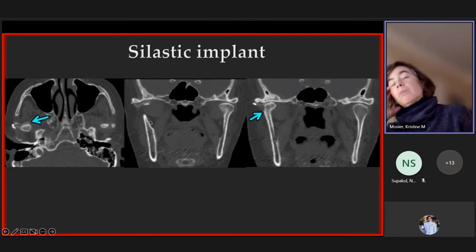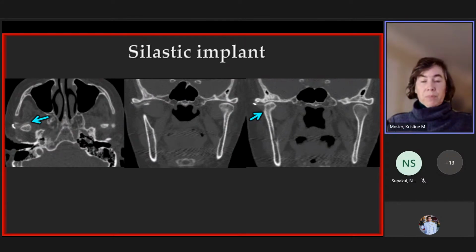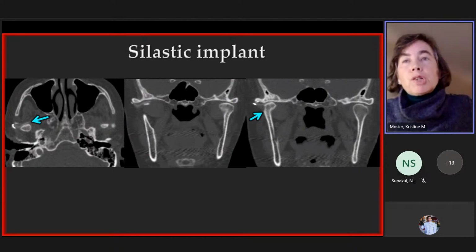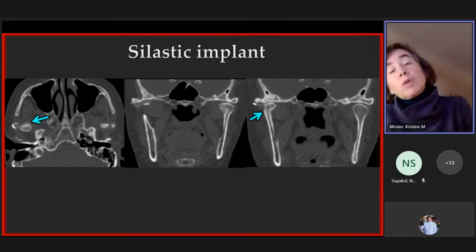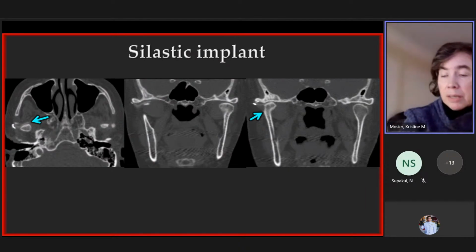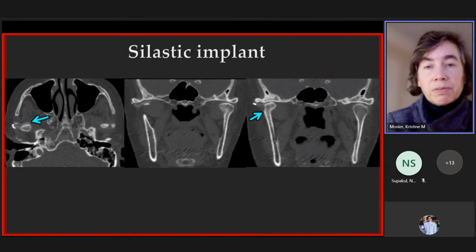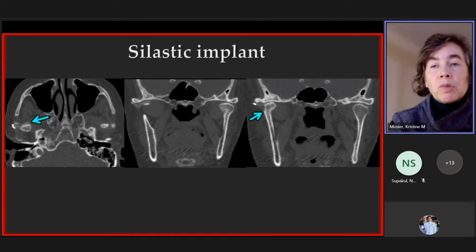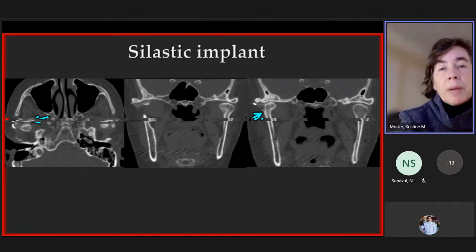We don't use Silastic implants anymore because they tend to form a granulomatous reaction, which certainly can cause erosion in the glenoid fossa, and in some cases would actually erode through the glenoid fossa and into the cranium, and your temporal lobe is really not a fan of Silastic. So we no longer put these in, but I did want to just show this to you. You will sometimes see these rarely in older patients.